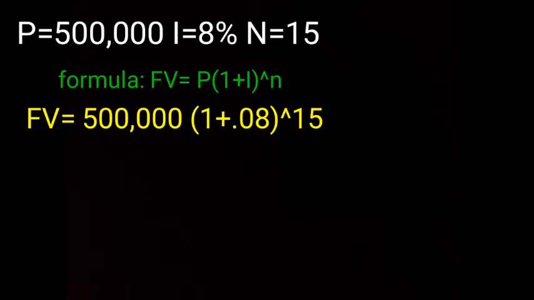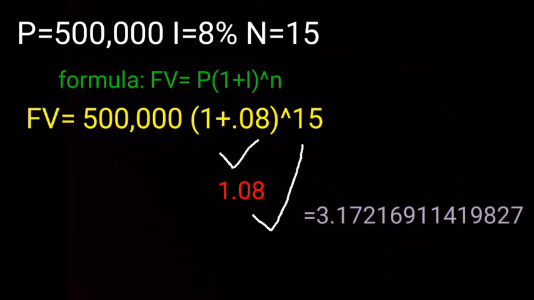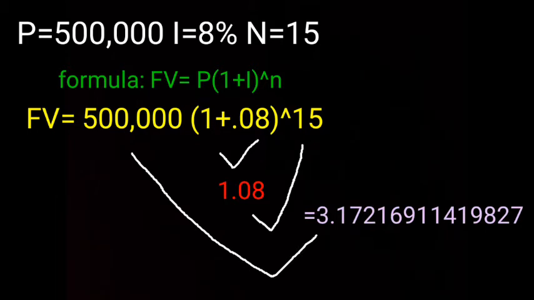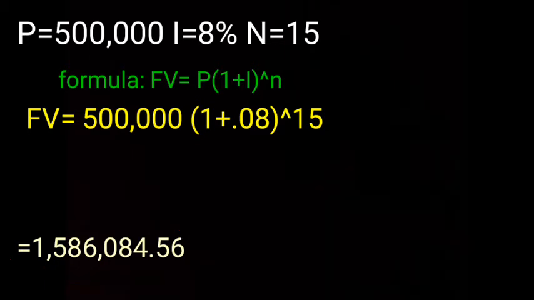And now, let's compute it one by one. 1 plus 0.08 is equal to 1.08. Then 1.08 raised to 15 is equal to 3.172, and now let's multiply 500,000 by 3.172, which is equal to 1,586,084.56.